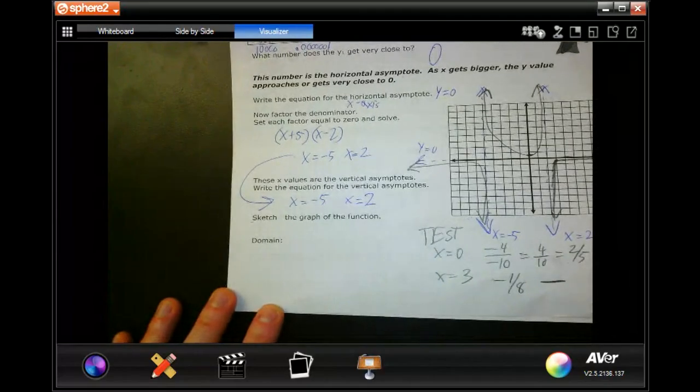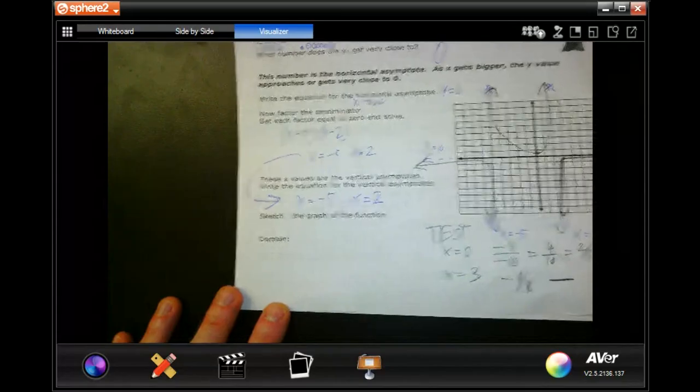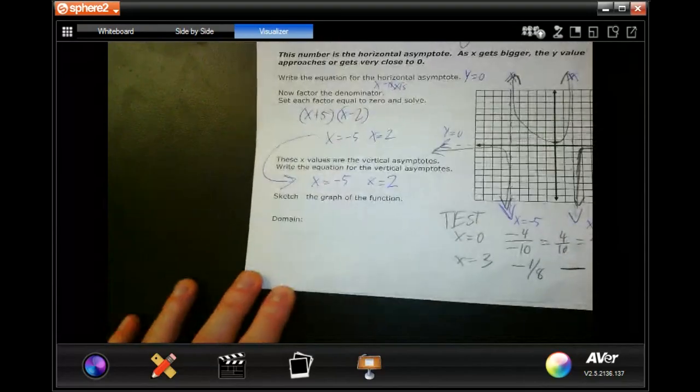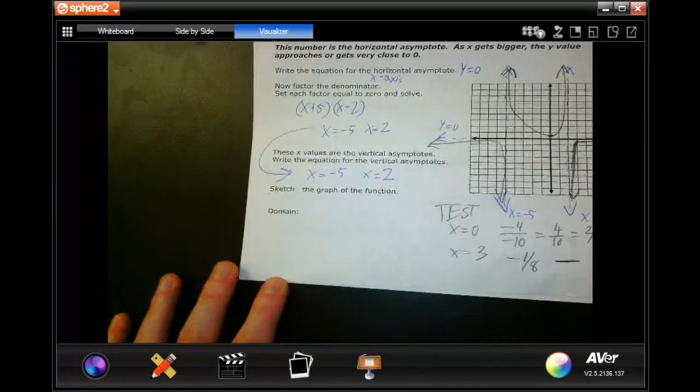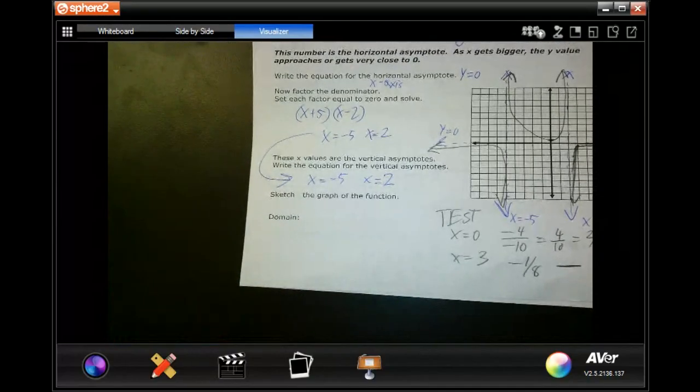Okay, what is the domain? Let's use set notation, shall we? What is the domain? Let's do set notation. Oh, there's no range here.